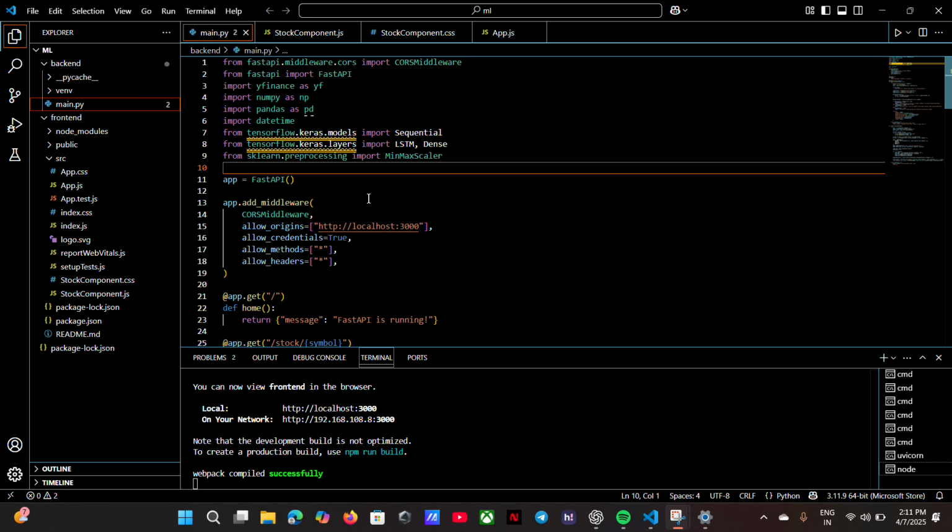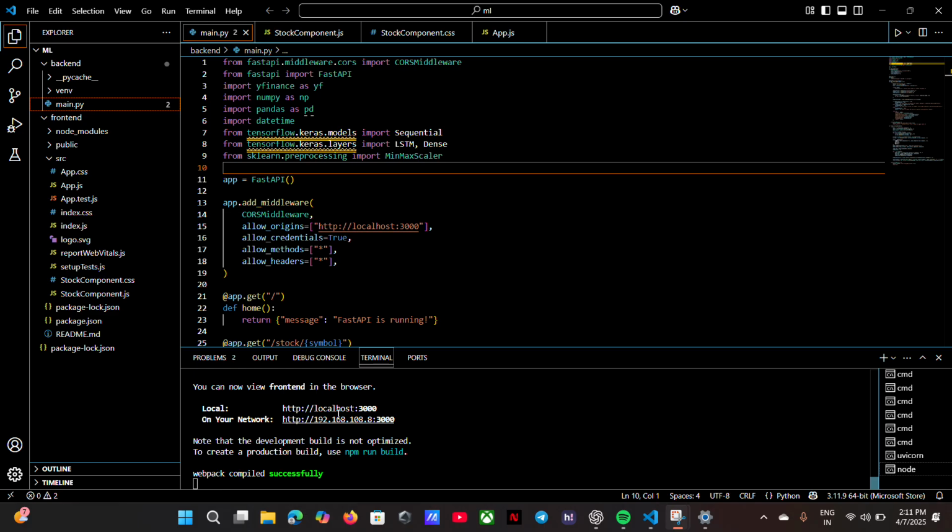Everyone. In this video, I'm going to show you the stock market prediction web application which is created by me and my team. For the front end, we use React, and for the back end, we use FastAPI, and we also use the machine learning model LSTM, which is great for predicting real-time stock prices.